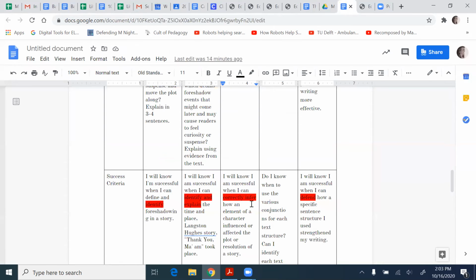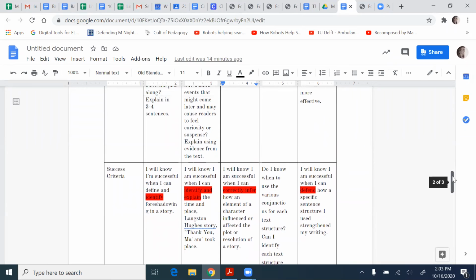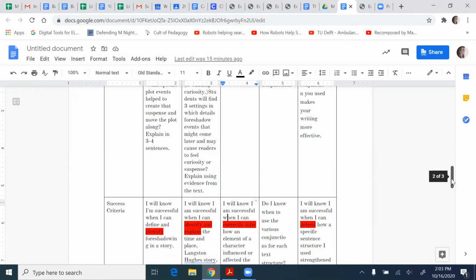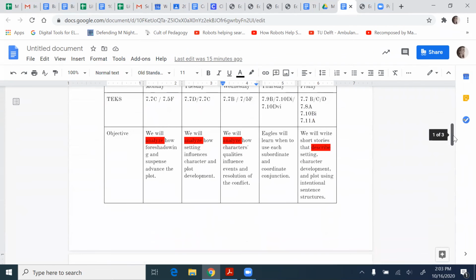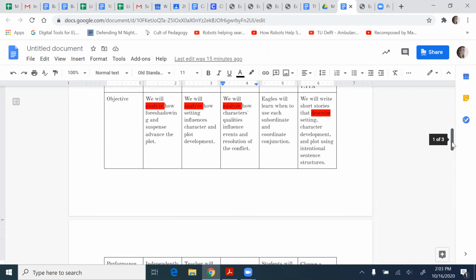Okay. So she says exactly what she's doing. Can I correctly infer how an element of character influenced or affected the plot? That's what you're asking them to do when you're telling them to explain their thinking. So yes, that is measurable. Yes, I can do it. Again, the only thing I would say is this is what should go in your performance task. And then the success criteria is the checklist of how you'll know when they complete that exemplar that they've gotten there. Okay, one more. We will write short stories that describe setting, character development, and plot using intentional sentence structures.